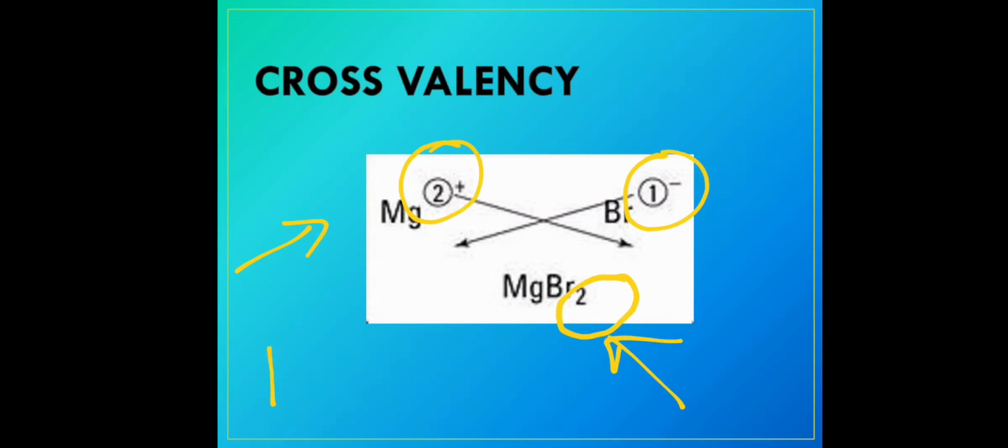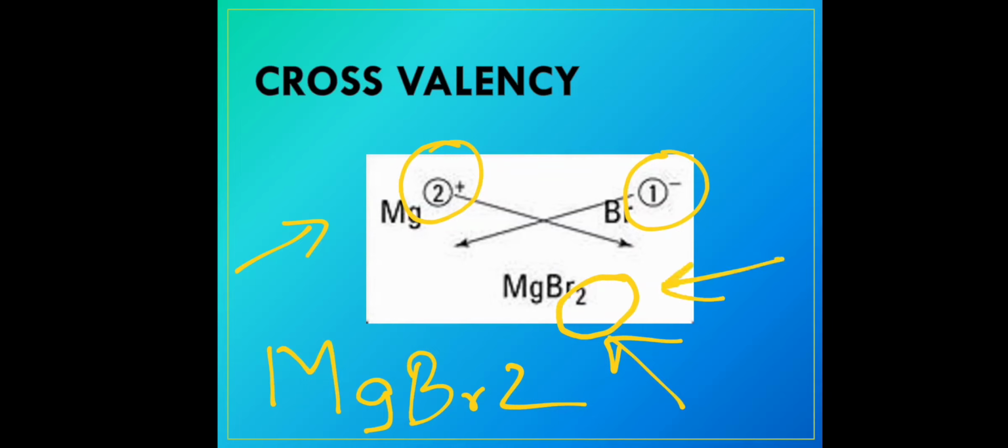You should not write the formula as Mg Br2 with the 2 raised. No, this is not the way to write it. The way we write it is as shown here, MgBr2, where 2 is written as a subscript. So the 2 should come as a subscript. You have to write it like this. I hope that this is clear here.